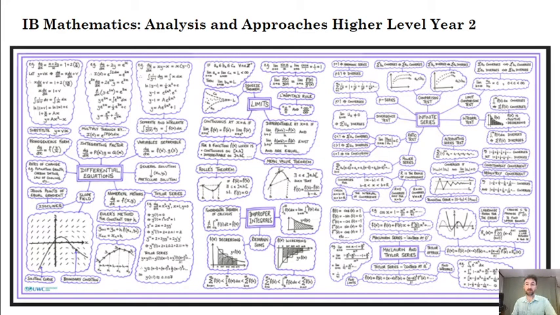I'm a math teacher at Southwest High School, and this is the IB Mathematics Analysis and Approaches Higher Level Year 2 course. Some of the math that you see on the page is reflective of math that we'll be learning this year.